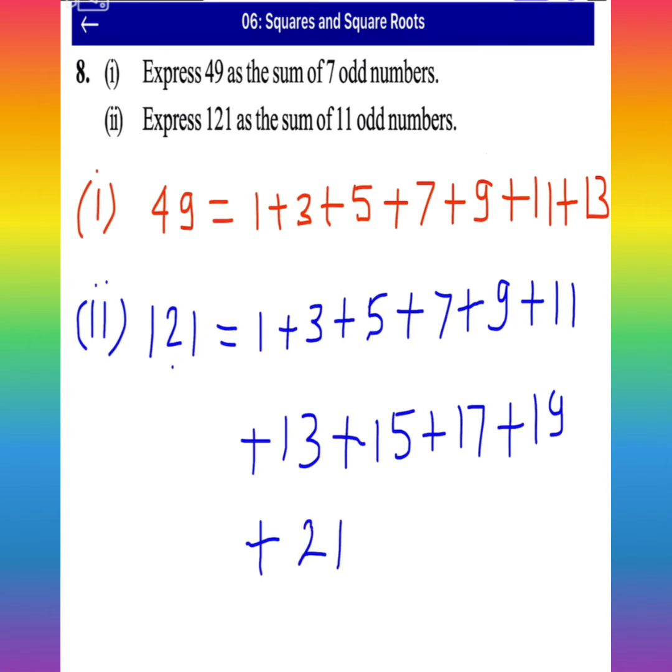So you can count here, total 1, 2, 3, 4, 5, 6, 7, 8, 9, 10 and 11. There are total 11 odd numbers. If we add these numbers, then we will get the total 121. So this is the solution of this question. We can express 49 and 121 as the sum of odd numbers. Okay, only odd numbers, not prime numbers, only odd numbers. So we are now moving to the next question.